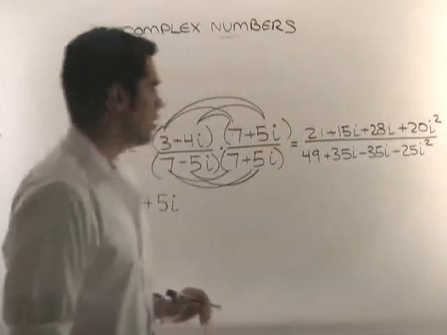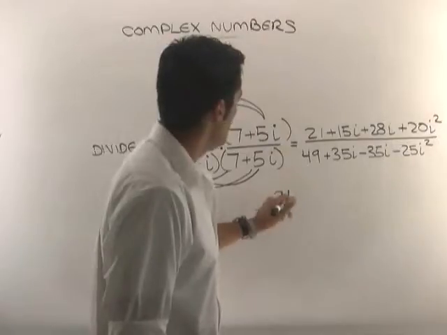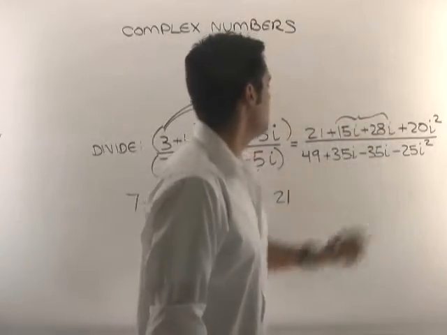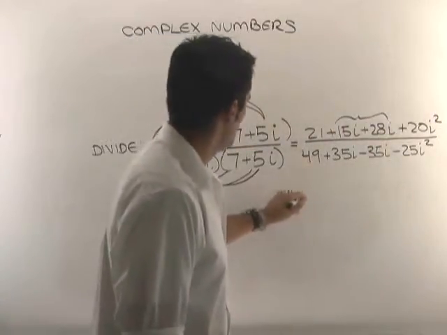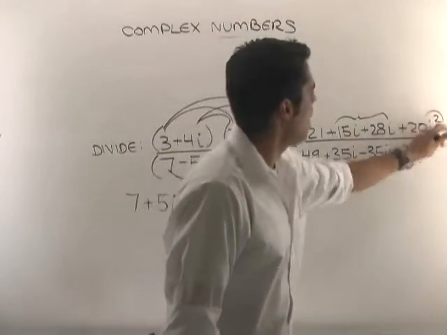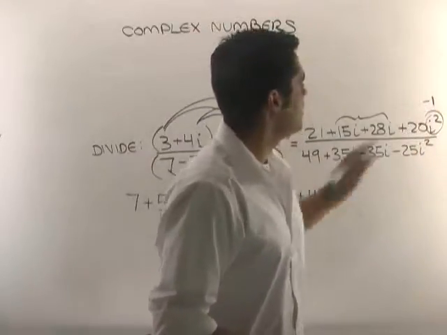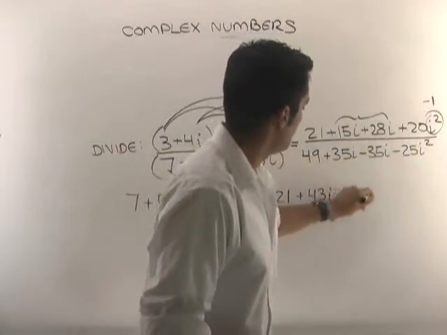Okay, let's start to clean these things up now. In the numerator, we have 21. Now we can combine these two together. This will give us plus 43i. And then over here, remember, i squared becomes negative 1. The negative 1 times the positive 20 gives us a minus 20.